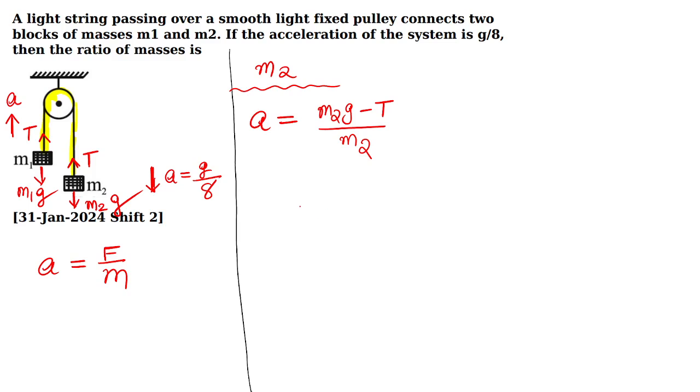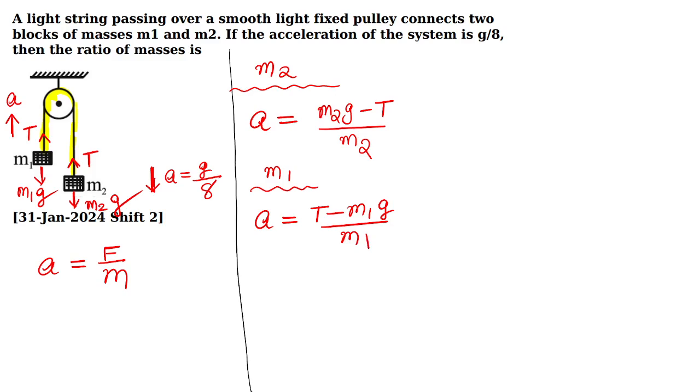I got one equation, and regarding M1, M1 is going up. So the tension must be stronger. That is why M1 is going up. So the acceleration of M1 is also the same, a, in the opposite direction. So T minus M1g is the net force, divided by mass M1. Till this step you are okay?